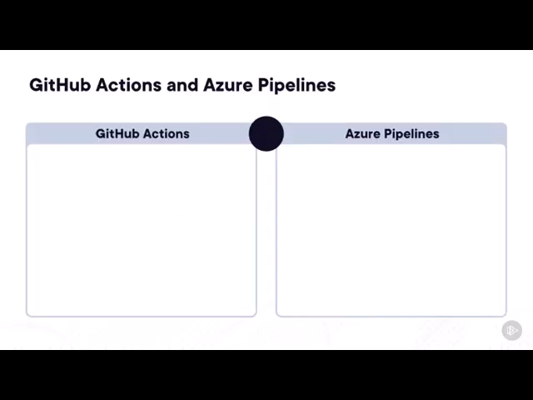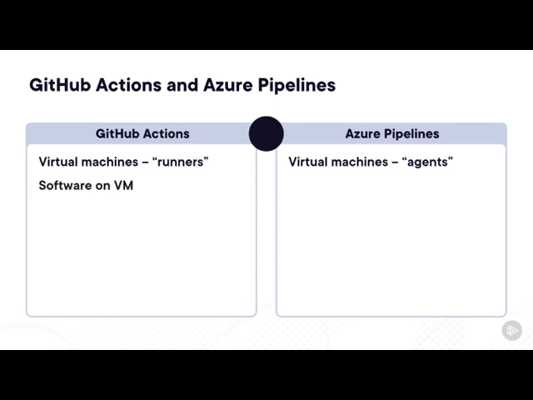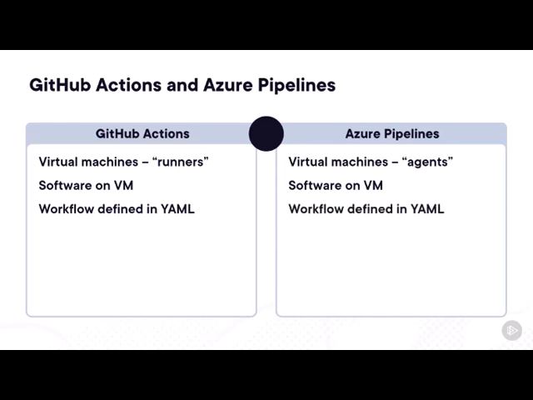GitHub Actions and Azure Pipelines both allow you to build your code on virtual machines provided by the service. In GitHub, these are called runners, and in Azure Pipelines, they're called agents. These virtual machines have software pre-installed, and you can also install anything you need on them during the run of your GitHub Actions workflow or your Azure pipeline. Both services use a language called YAML to run jobs, and YAML stands for Yet Another Markup Language. Jobs contain series of steps or tasks.